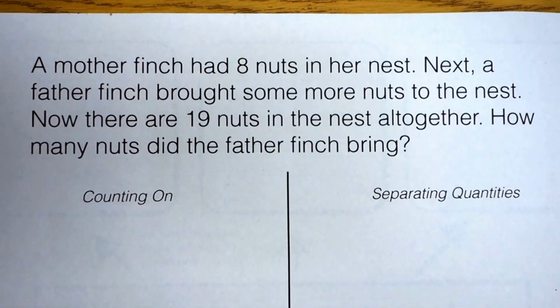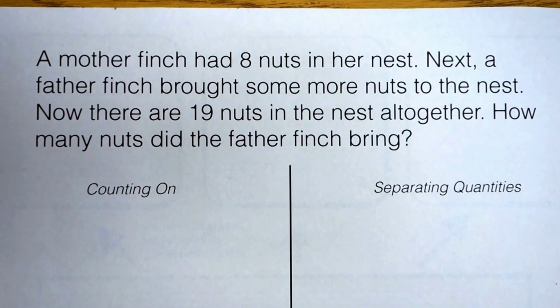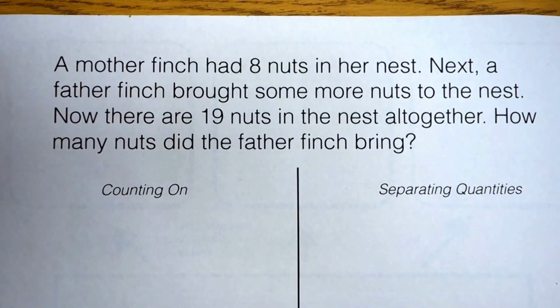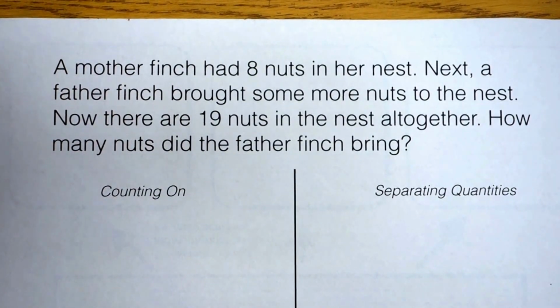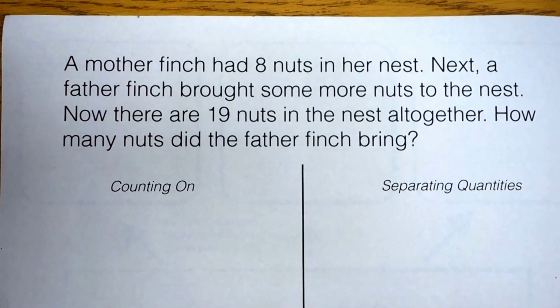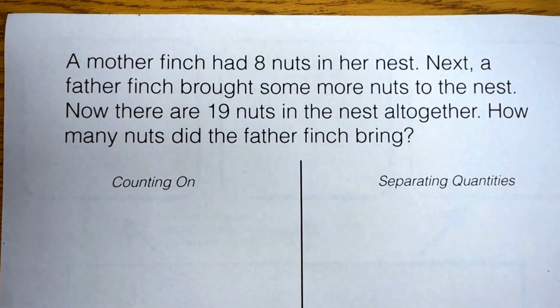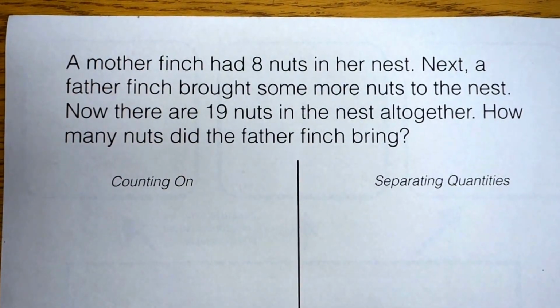So the problem says, a mother finch had 8 nuts in her nest. Next, a father finch brought some more nuts to the nest. Now there are 19 nuts in the nest altogether. How many nuts did the father finch bring? So in order to understand this best, we want to annotate it carefully.